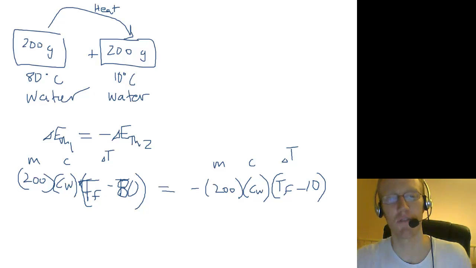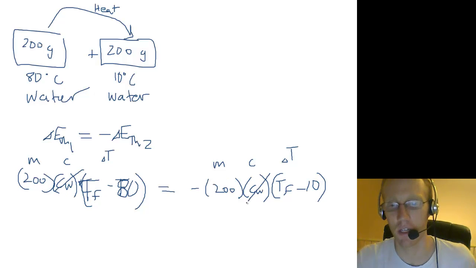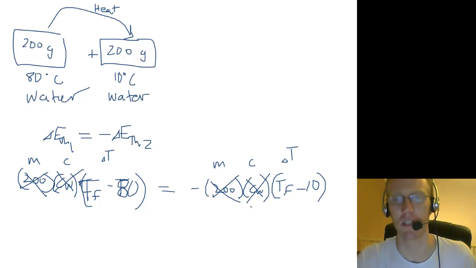We're going to solve this equation for T final. Notice that c_w, specific heat of water, is the same on both sides. That will cancel out. And in fact, since the mass is exactly the same for both of them, in this case the mass will also cancel out. And it becomes a very simple problem.